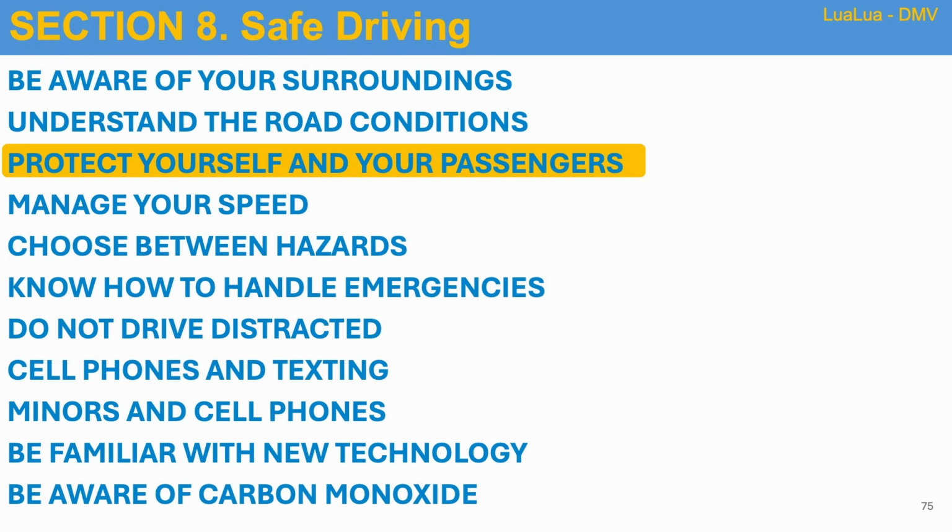Passengers should also sit at least 10 inches away from the passenger side airbag. Note: children seated next to a side airbag may be at risk of serious or fatal injury.